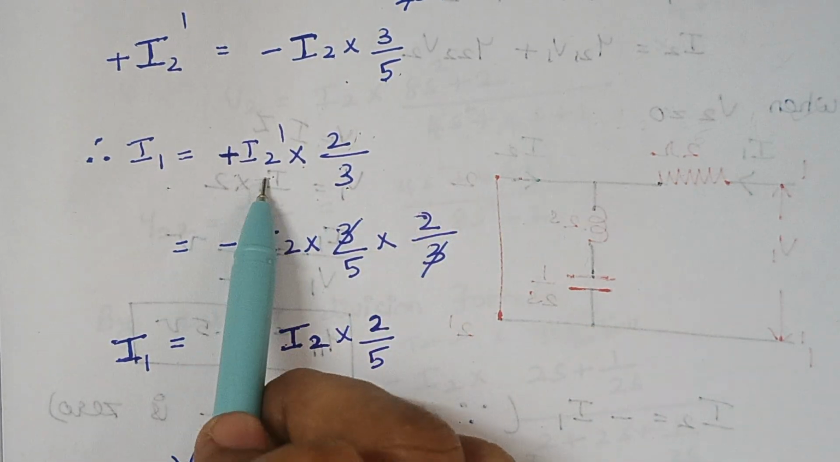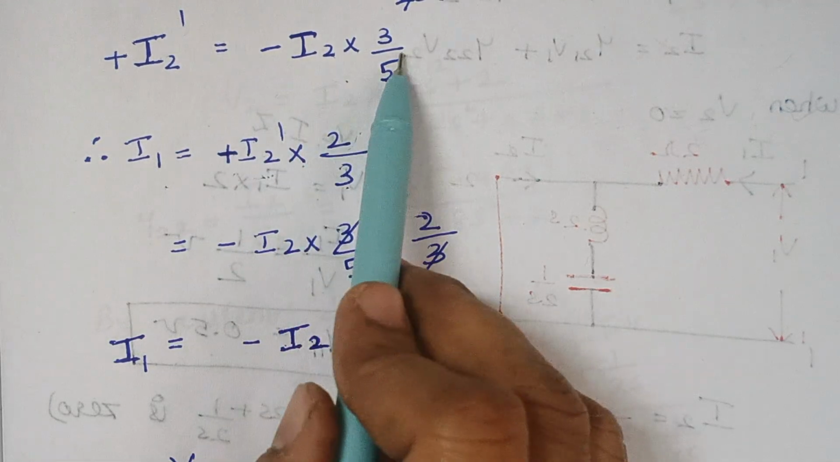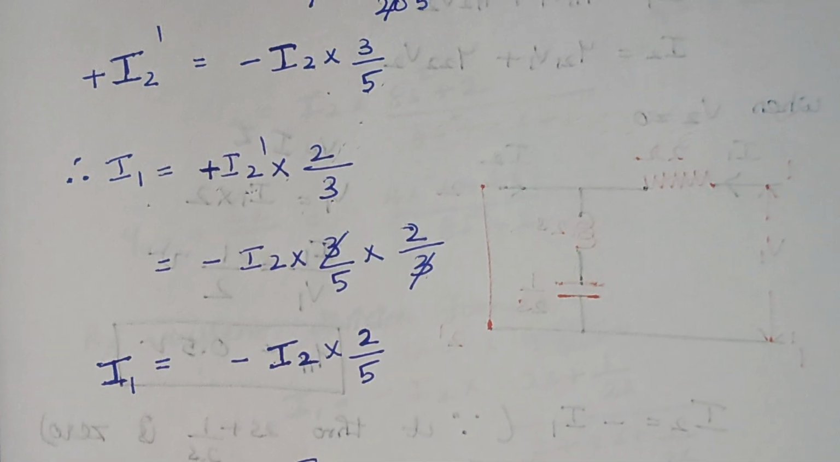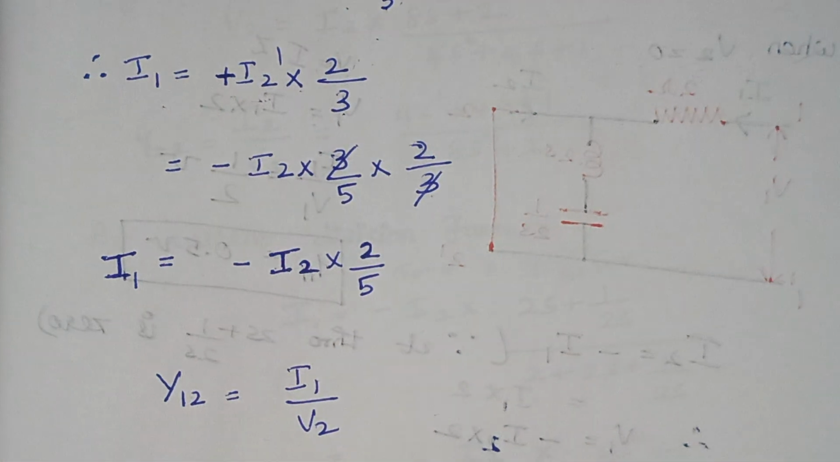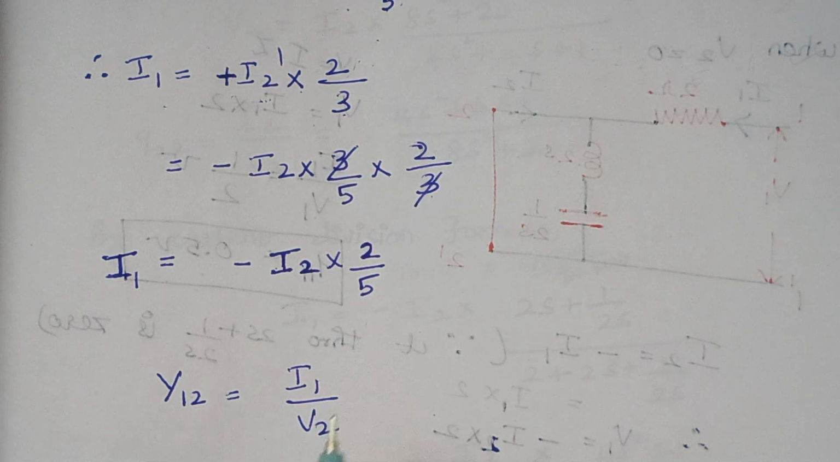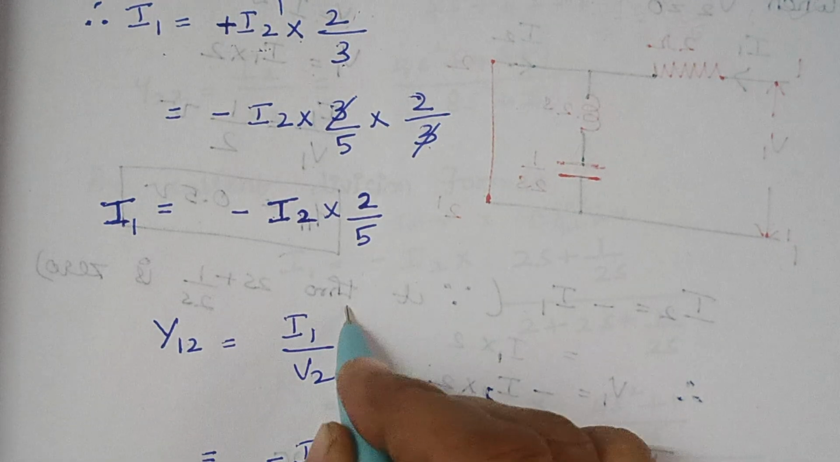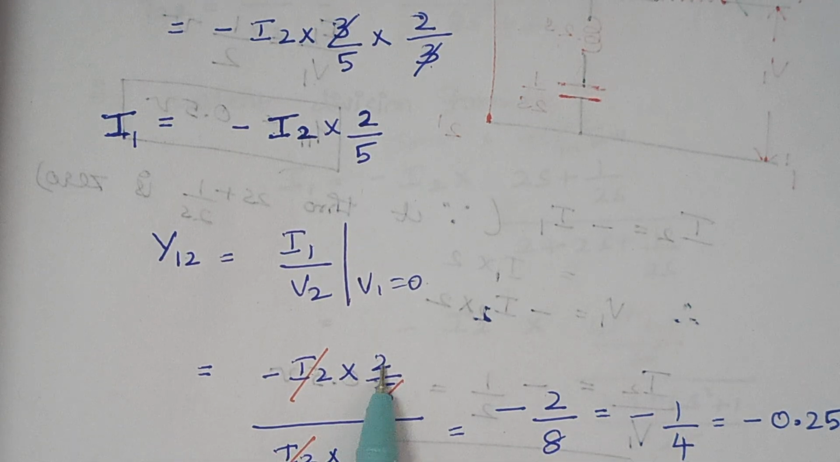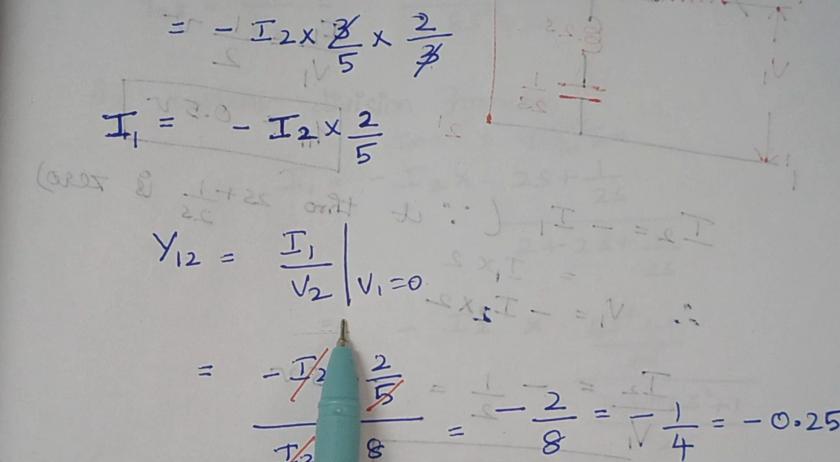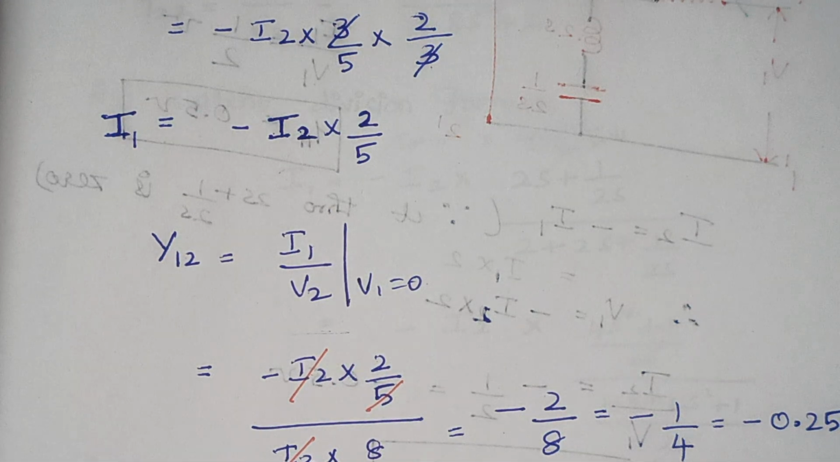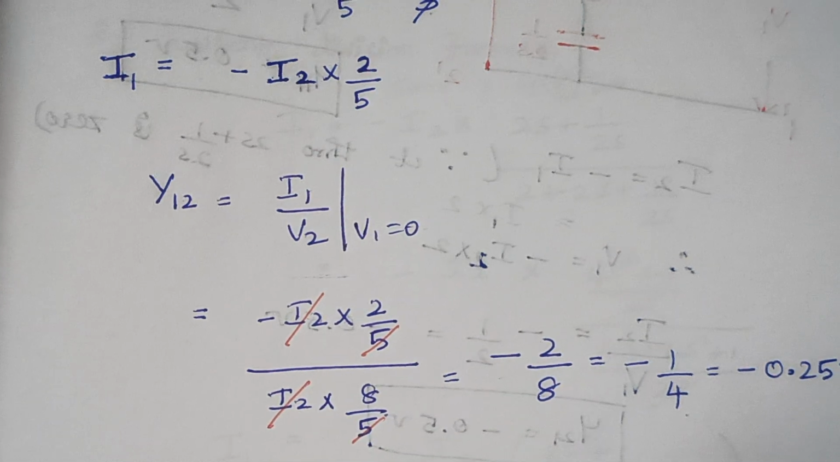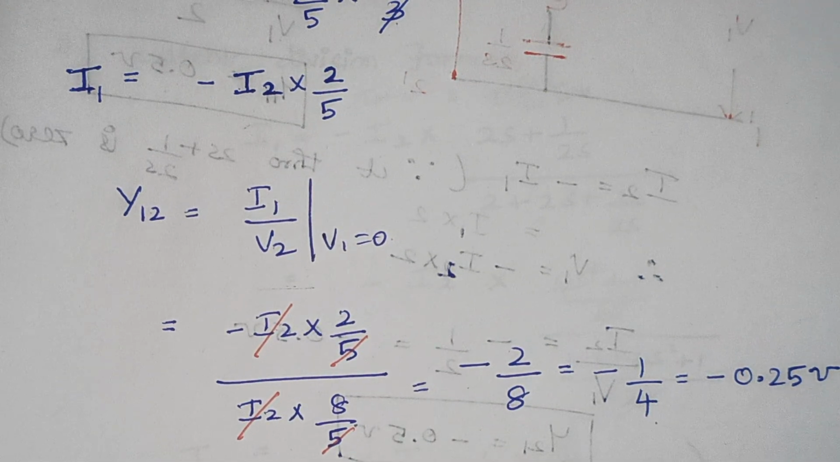So what is the value of I2 dash? I2 dash is minus I2 into 3 by 5. Just substitute the values here and once you solve, we end up with the answer I1 equal to minus I2 into 2 by 5. Finally, the value of y12 is given by I1 by V2. I1 is minus I2 into 2 by 5, and V2 we had just calculated in the previous parameter, right? It is I2 into 8 by 5. Once you solve, we end up with the answer minus 1 by 4, which is nothing but minus 0.25 mho.